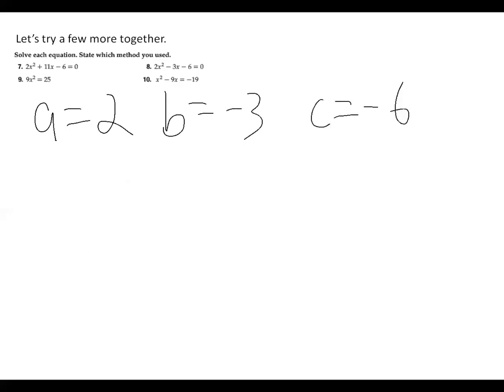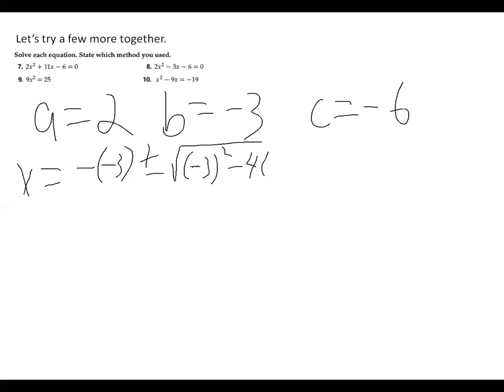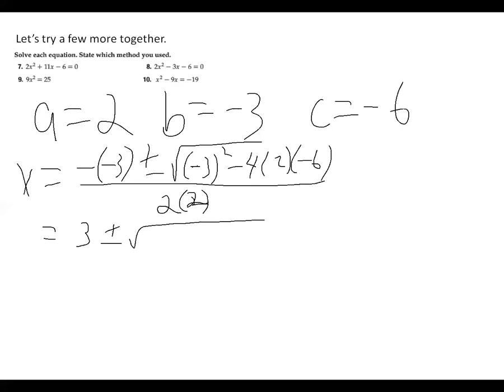So now I would use the quadratic formula with a equals 2, b equals negative 3, c equals negative 6, and x equals the opposite of b plus or minus the square root of negative 3 squared minus 4 times 2 times negative 6 all over 2 times 2. That's a 4. So that gives you 3 plus or minus the square root of 9.